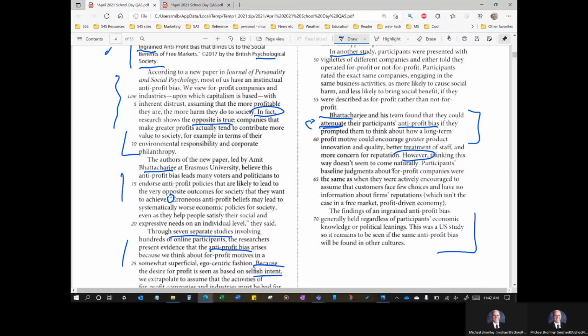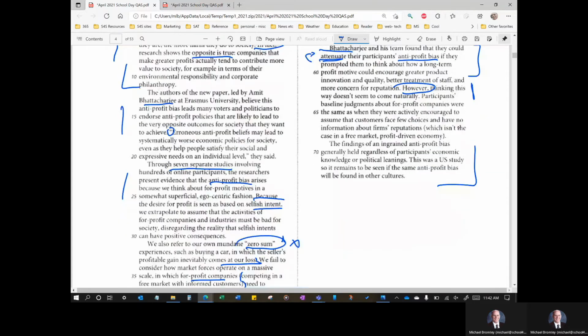However, thinking this way doesn't seem to come naturally. So here's a problem. Participants' baseline, blah, blah, blah, get parenthetical stuff, which isn't the case in the free market. What isn't the case? About for-profit companies were the same as when they were actively encouraged to assume that customers face few choices, have no information about. Okay, so this is their baseline judgments were the same as when they were actively encouraged.